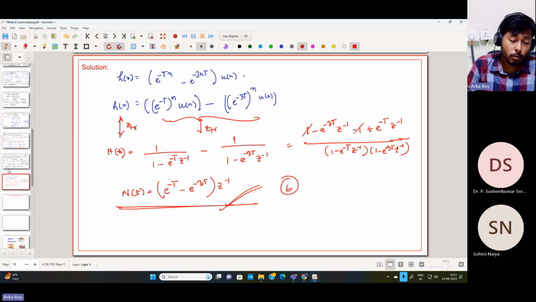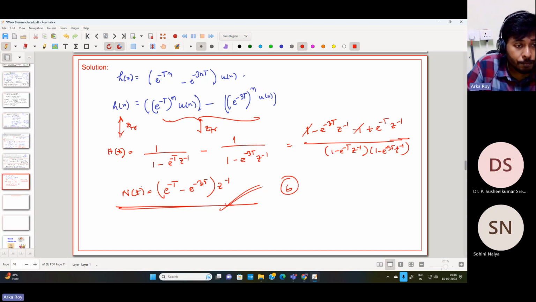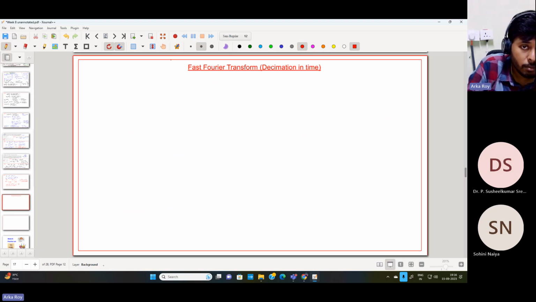Most importantly, there are several forms of FFT algorithms, for example decimation in frequency and other forms. But in this particular course, we will be mostly focusing on FFT using decimation in time. So we'll be using DIT FFT for implementing the DFT, or the discrete Fourier transform.